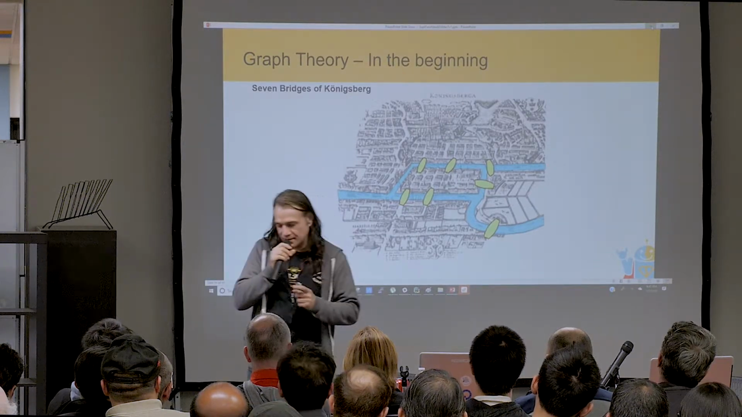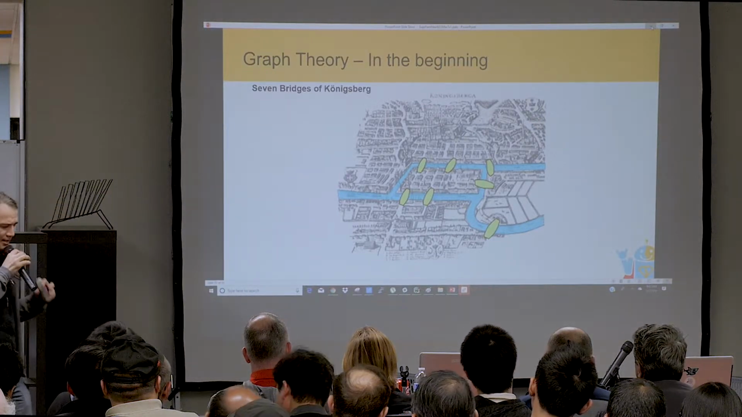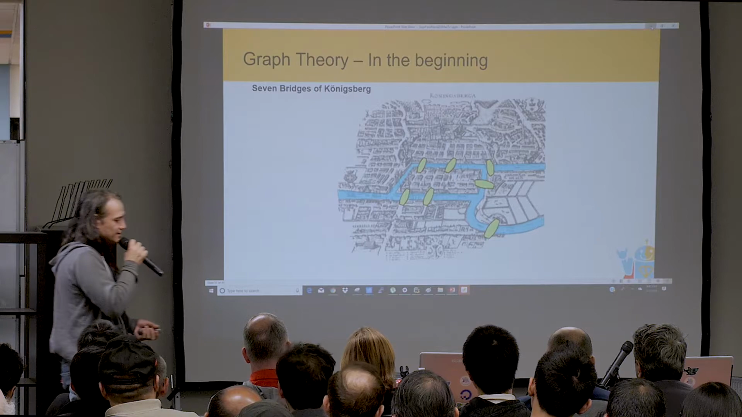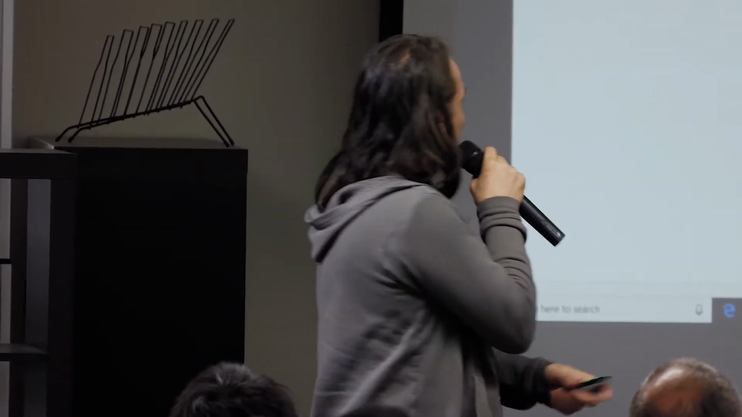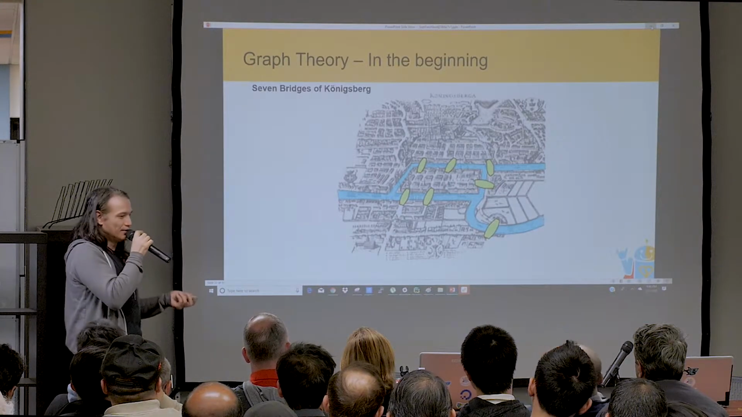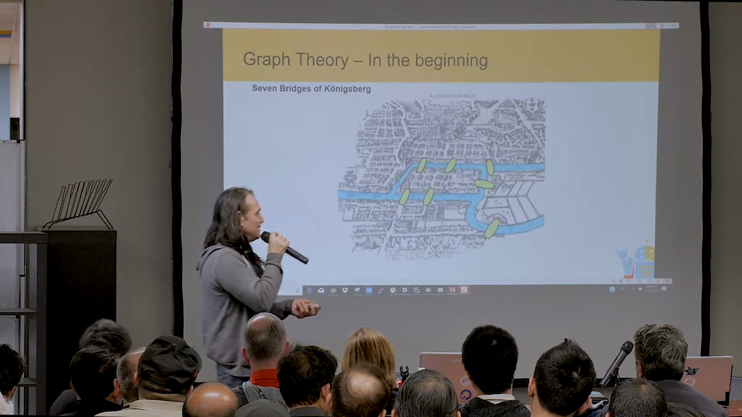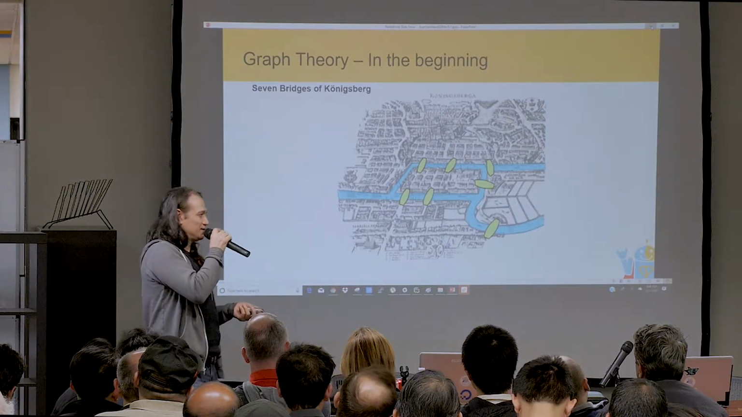So let's step back for a second and talk a little bit about graph theory. I threw in these slides just to give us some context in terms of how graphs started. It all started here with the seven bridges of Königsberg. That's a small medieval village. Now it's actually part of Russia.